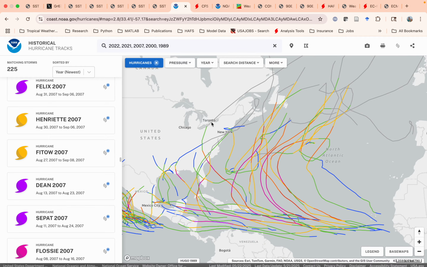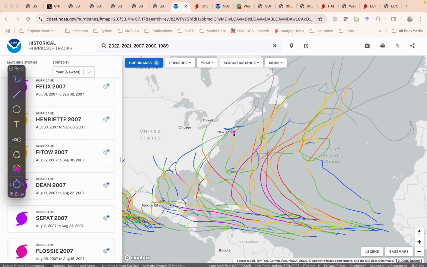But what I also wanted to show is that one thing about these years, when you combine them, they all produced some impactful storms. 2021 had Ida, which hit Louisiana as a major. 2022 obviously had Ian and Fiona. 2000, even though it was a weaker year overall, had Keith, a major hurricane in the Yucatan. And 2007 had Dean and Felix here in the Caribbean, Category 5 storms. And obviously 1989 had the famous Hugo.